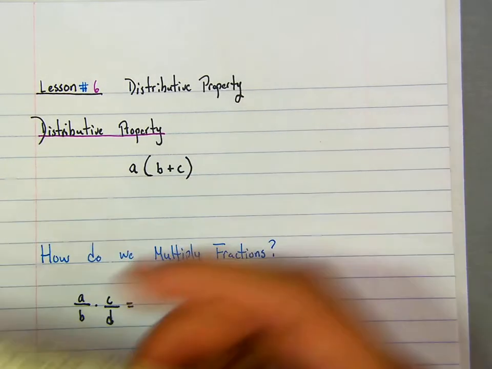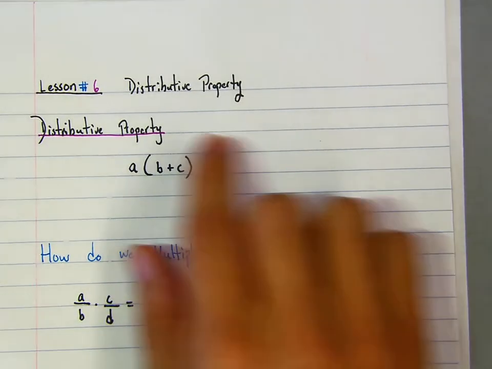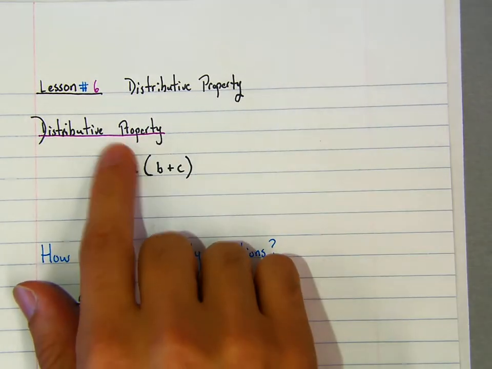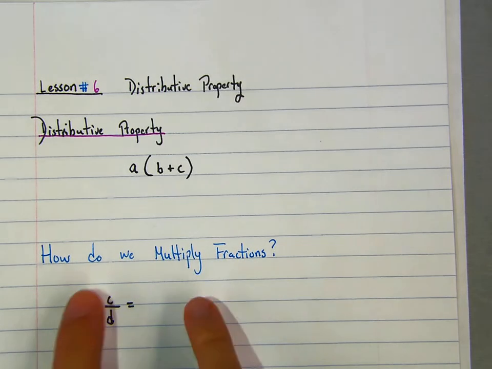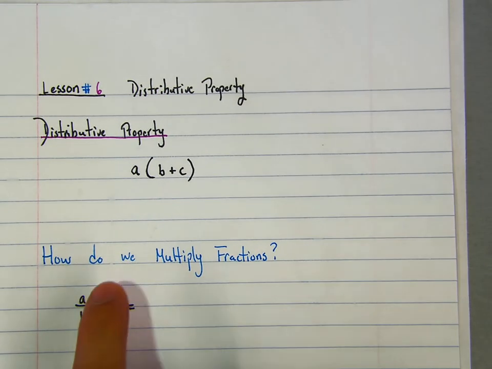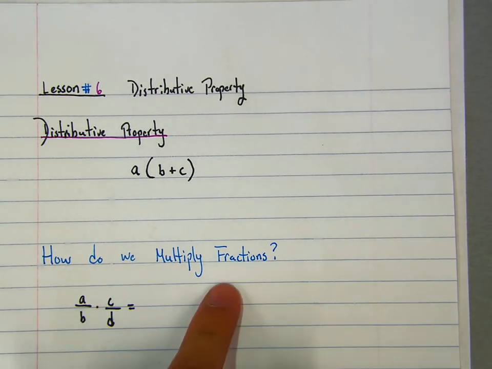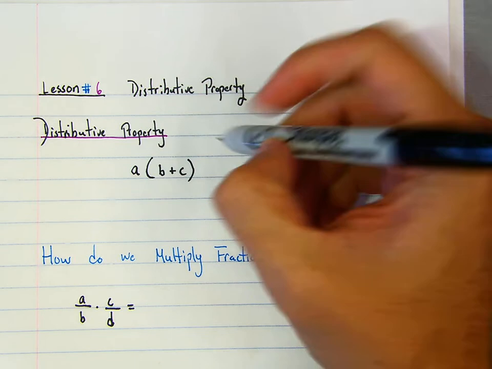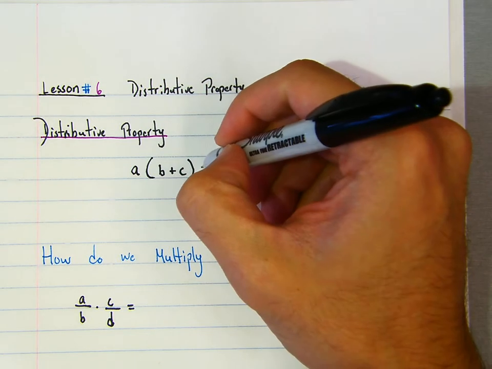So here, on a piece of loose leaf paper, just have this is going to be lesson number 6, have the date. This is the distributive property, I'll show it in a second. And one idea that we're going to practice together is how do we multiply fractions, right? So here for the distributive property, I feel like you already know this concept, but we still need to practice it.